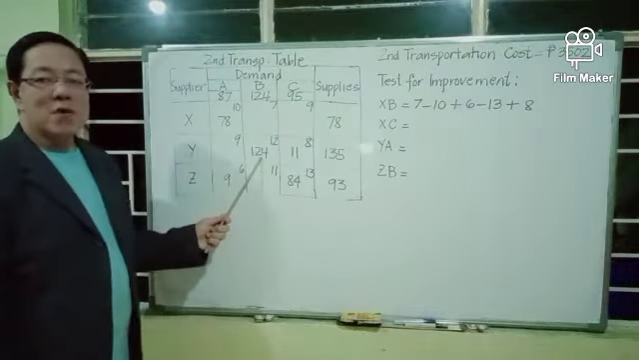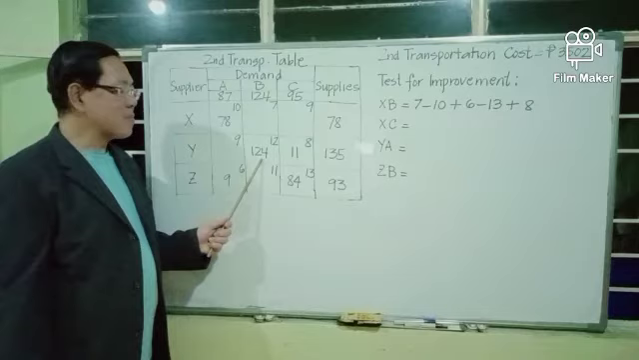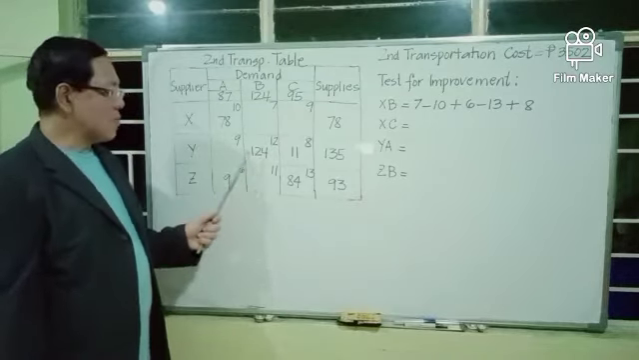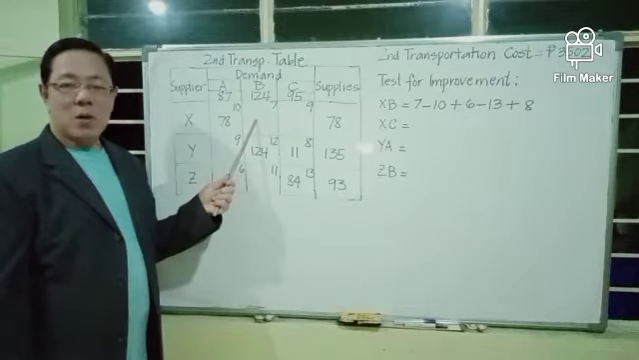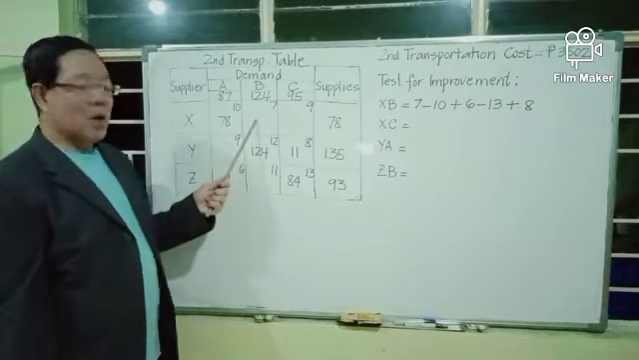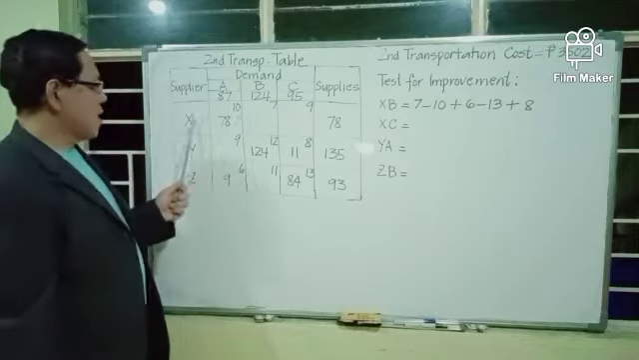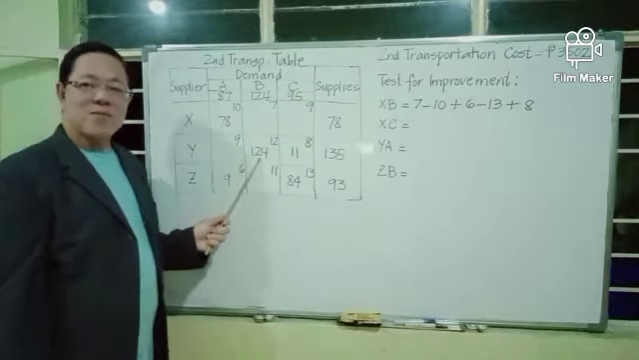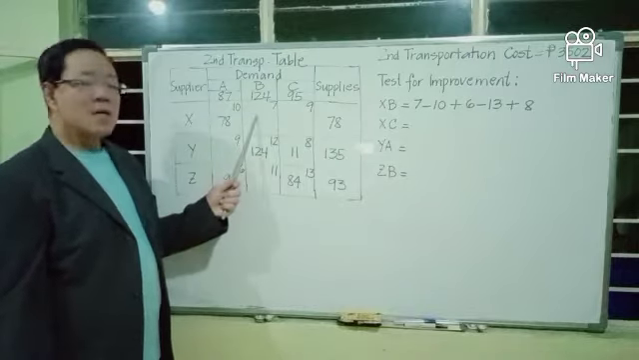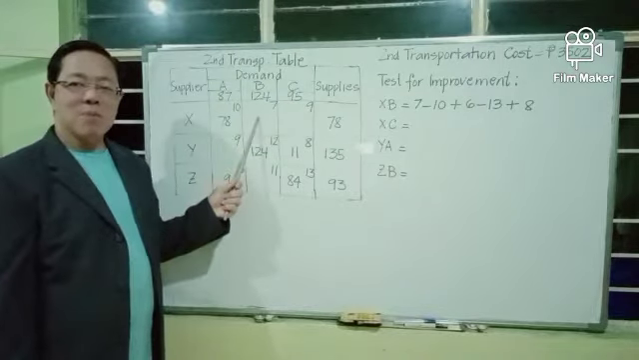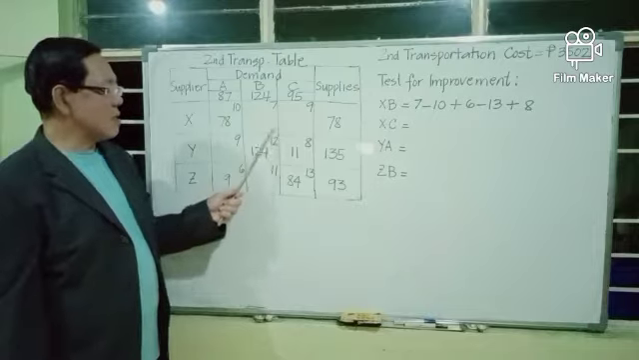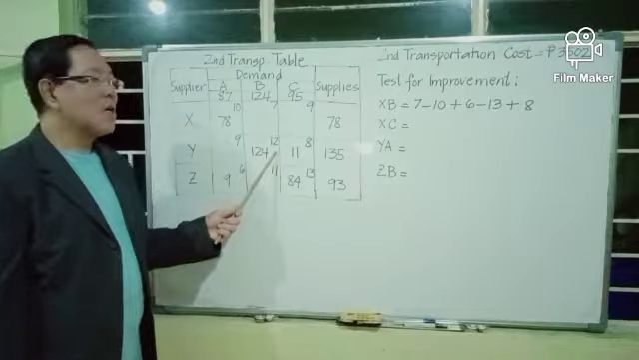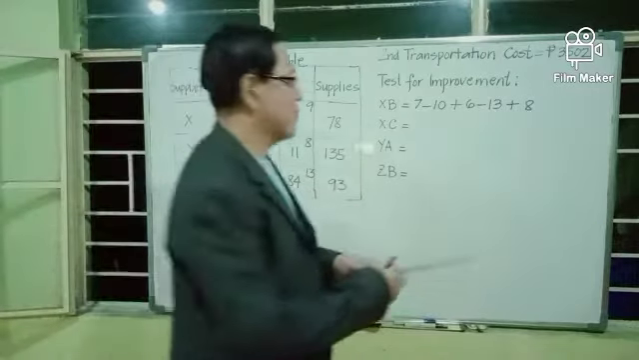From 124, the next move is vertical. If you move downward, it is vacant. If you move upward, you go back to your point of origin, the vacant cell XB. Hence, from 124, we move vertically upward. For this vertical movement upward, the associated cost is the negative of this cell cost. We write minus 12.